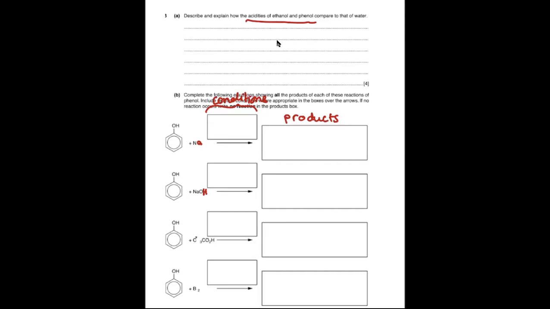The third reaction is the reaction of phenol with ethanoic acid, CH3COOH. And the last one is the reaction of phenol with bromine. Okay. Next question is question 5.